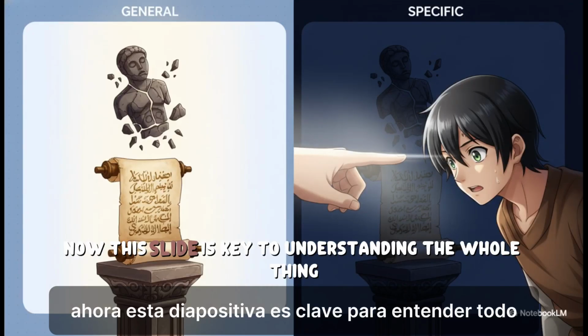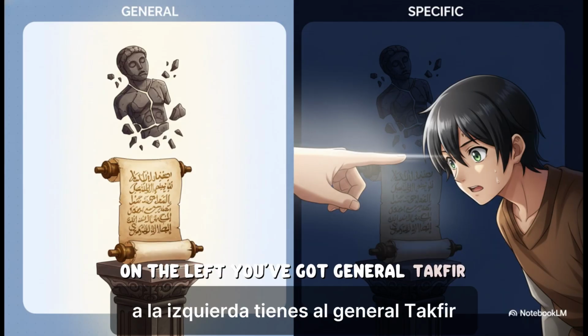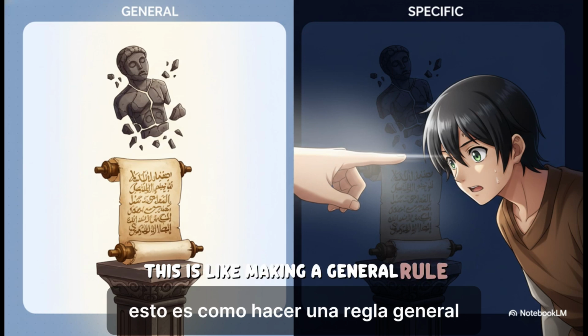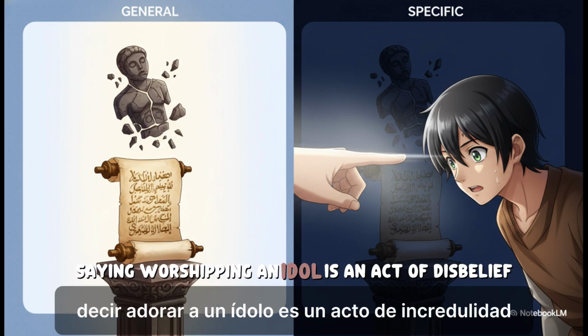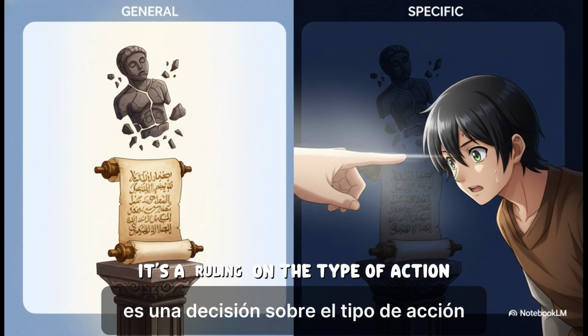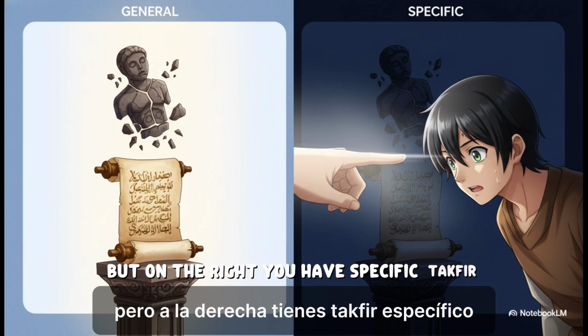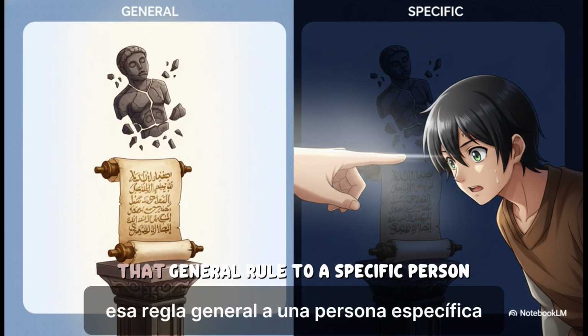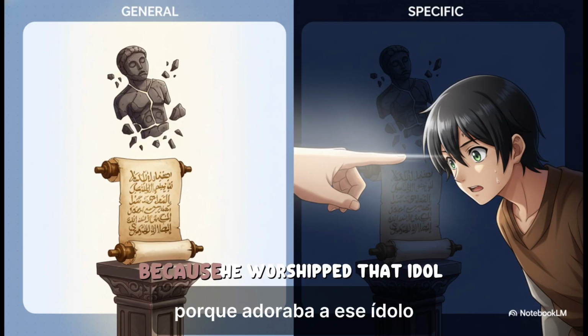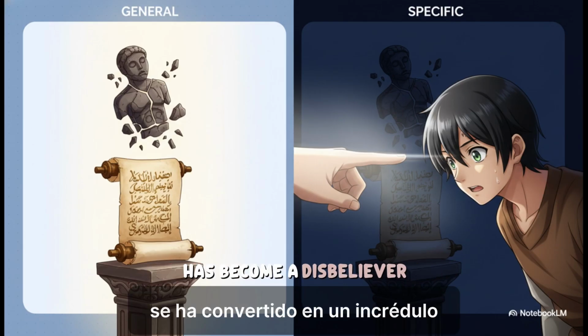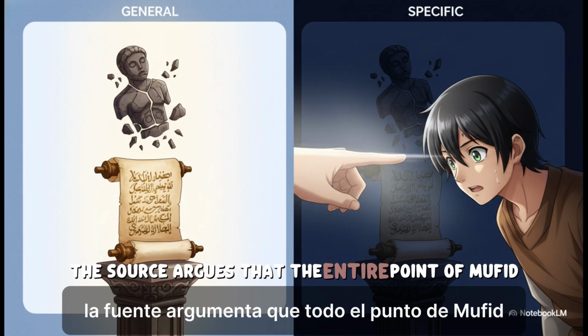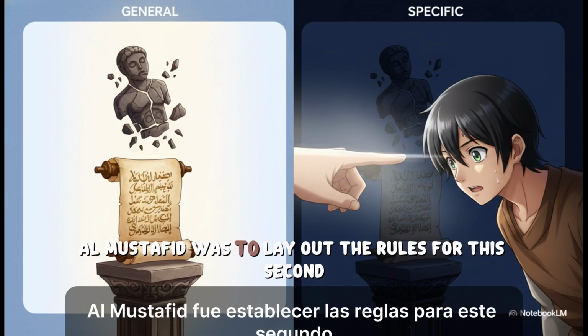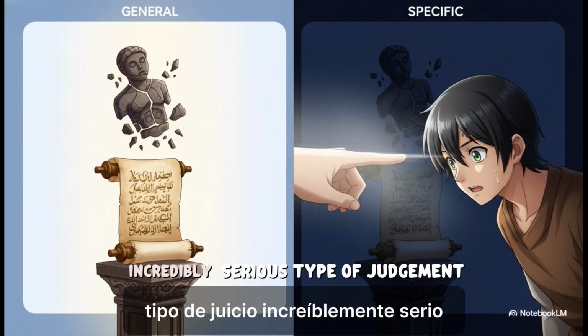Now, this slide is key to understanding the whole thing. On the left, you've got general takfir. This is like making a general rule. For example, saying, worshiping an idol is an act of disbelief. It's a ruling on the type of action. But on the right, you have specific takfir. This is when you apply that general rule to a specific person. For example, Zayd, because he worshipped that idol, has become a disbeliever. The source argues that the entire point of Mufid al-Mustafid was to lay out the rules for this second, incredibly serious type of judgment.